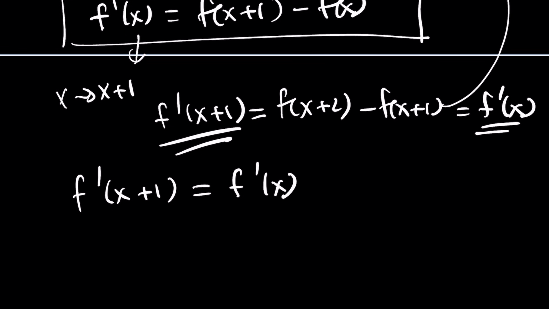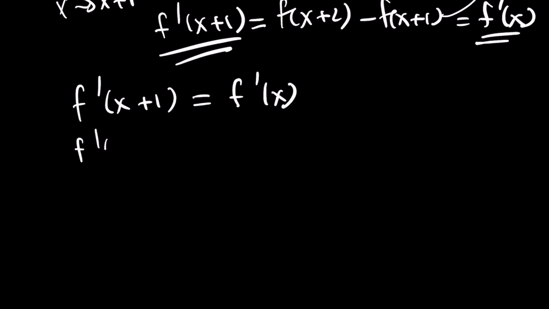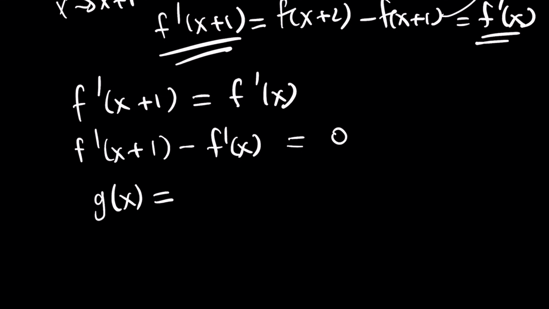And this is just beautiful. You know why? Because we're about to do this. Let's subtract f prime from both sides. That's going to give us 0. Now we're going to define a function. This is, again, a common technique. Let's set g of x equal to f of x plus 1 minus f of x. Since both of these are functions of x, the difference is also going to be a function of x, right?